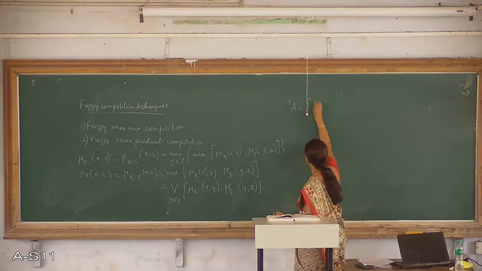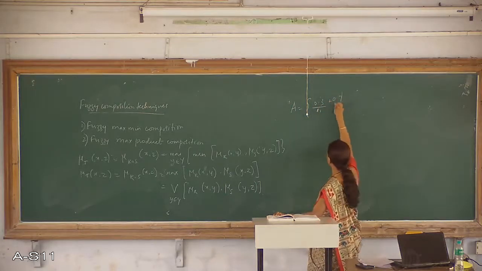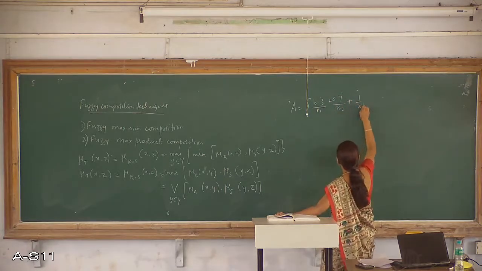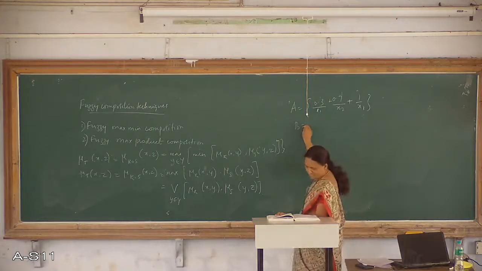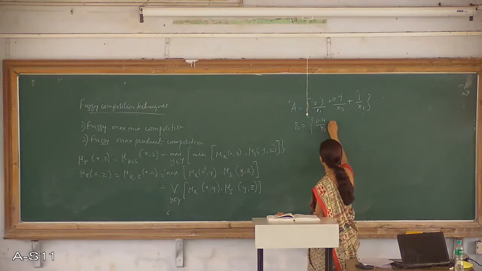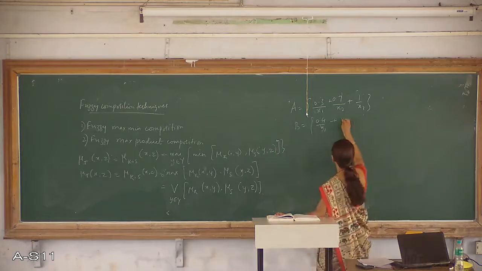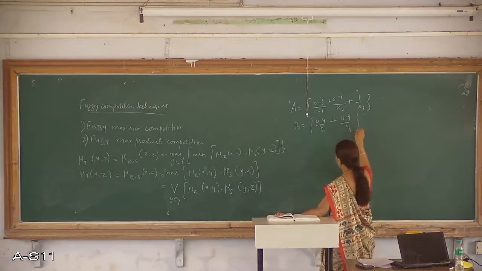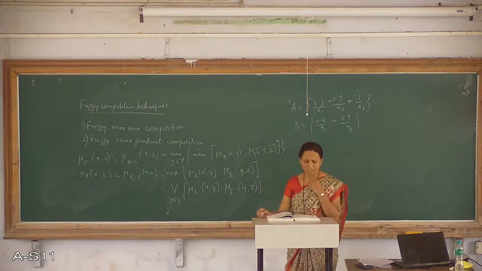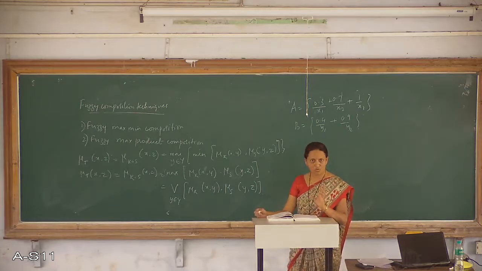A is equal to 0.3 divided by x1 plus 0.7 divided by x2 plus 1 divided by x3, and B is given. This is a fuzzy set: 0.4 divided by y1 plus 0.9 divided by y2. Now these two fuzzy sets are given. Perform the Cartesian product over these two given fuzzy sets. Now I need to perform the Cartesian product with these two fuzzy sets.